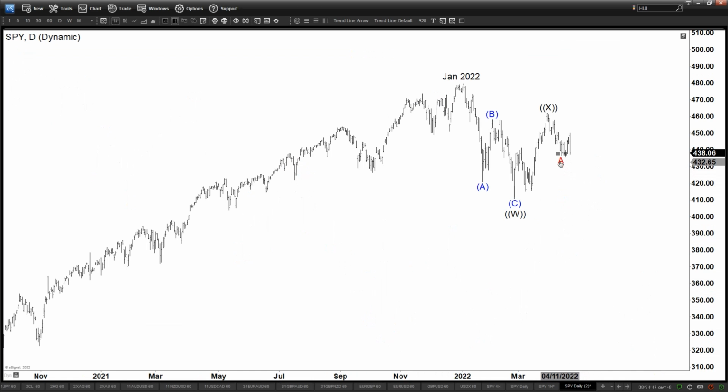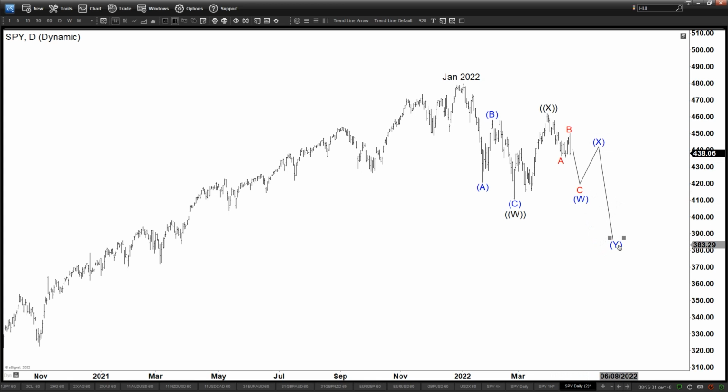So this is the A, this is the B, so we should be looking for a C, just like what we're showing here, C leg as 5 waves down. The target on the downside will be C equal to the A, and that will be ending W here. Then you will have an X to correct this ABC, and then you have a Y. So technically you're looking to extend on the downside from January 2022. Something like this is the expected path right now in the SPY.